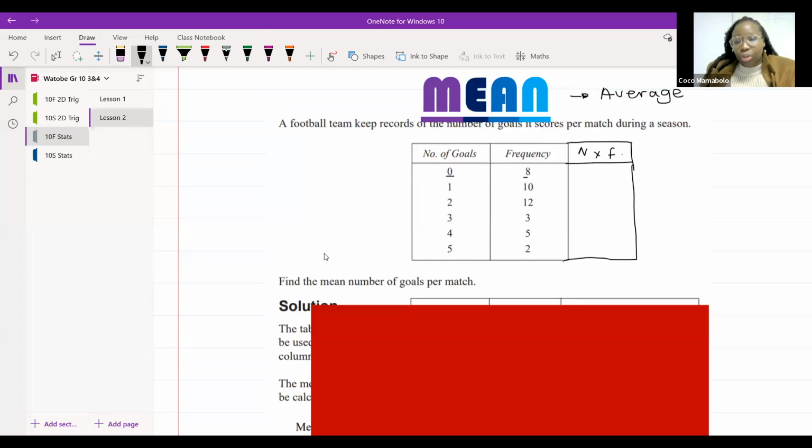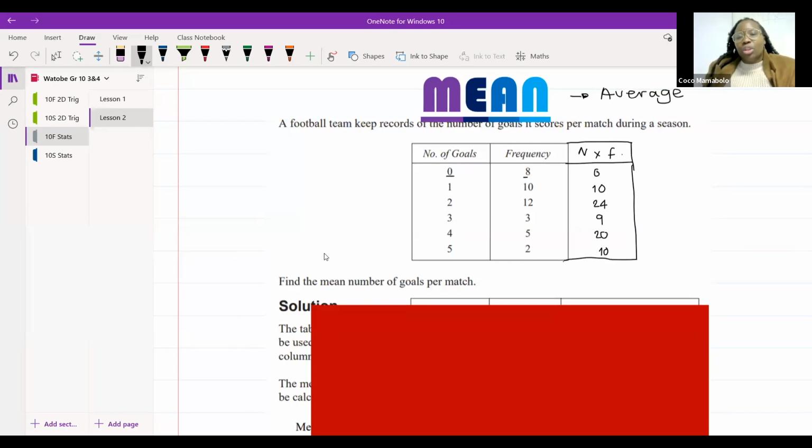Good. Right. But if we scored 1 goal in 10 games, how many goals did we score? 10. All right. I'm just going to ask you to keep going down the line. Keep going. 24. 4. 9. 20. Good. And 10. 10.